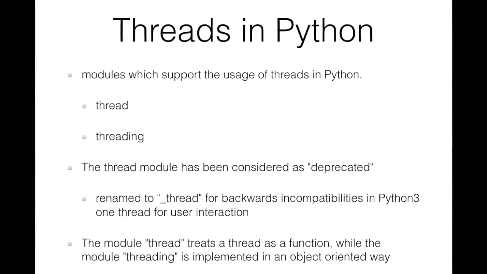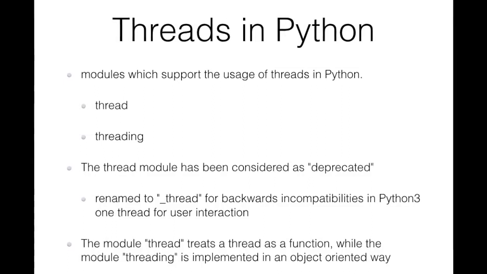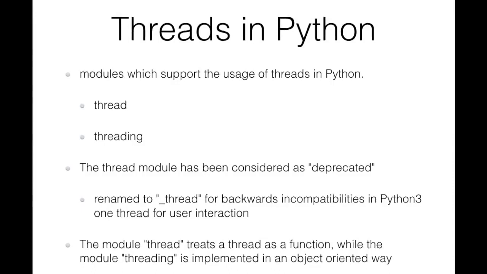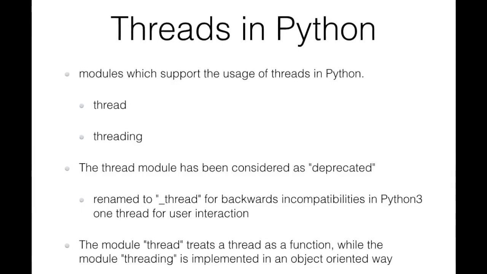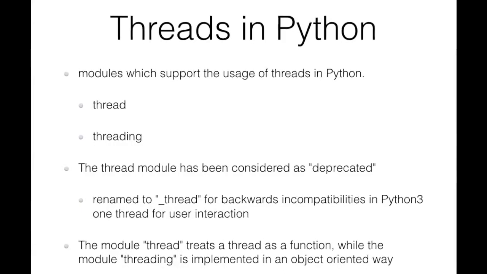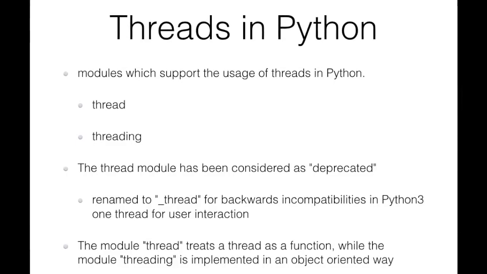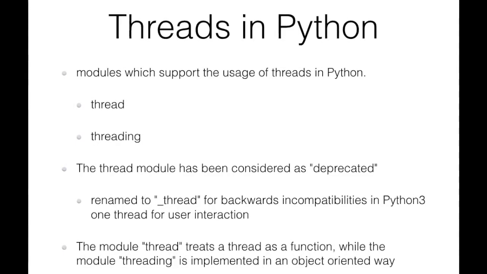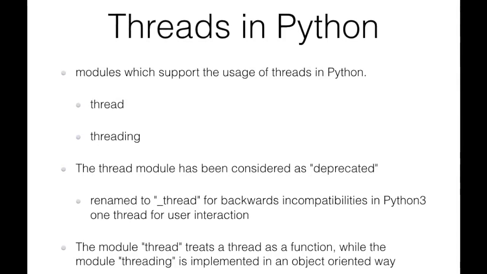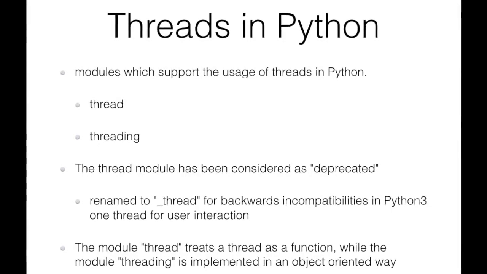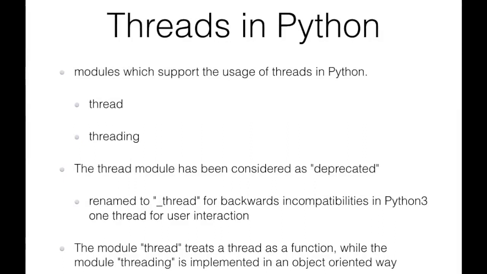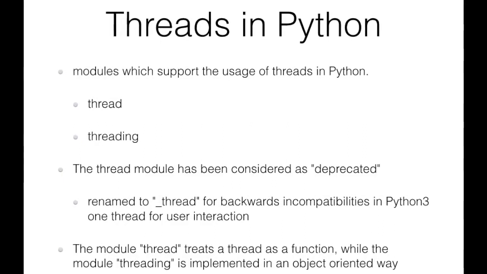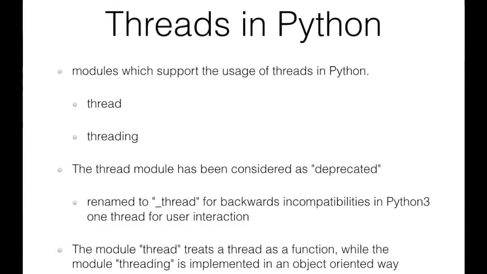If you look at Python 3, the thread module is not directly available, but indirectly you can use underscore thread to use the thread module, and this is to remain backward compatible with previous versions of Python. Now the difference between the thread module and the threading module is that the thread module treats the thread as a function, while the threading module is implemented in an object-oriented way.